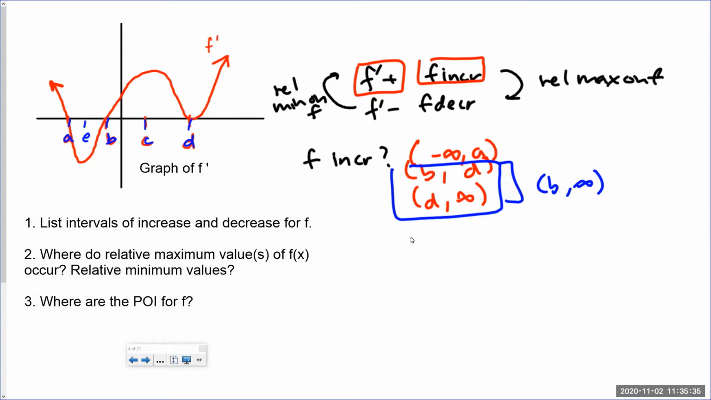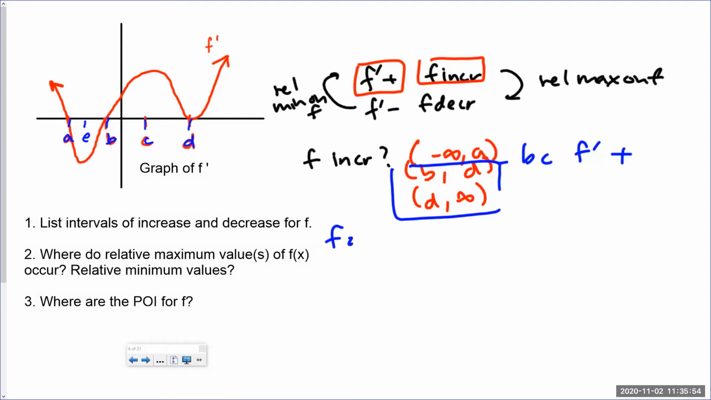Next question. Let's justify this. F is increasing at these spots because, do you see the justification? F prime is positive. Do you guys see that? You have to justify on your test. And the justification is just wherever it sits next to.